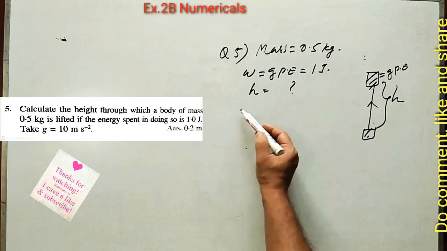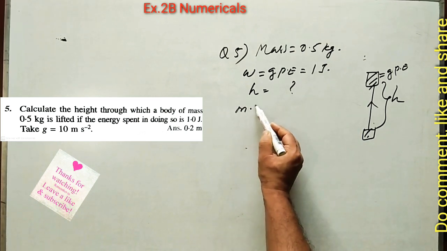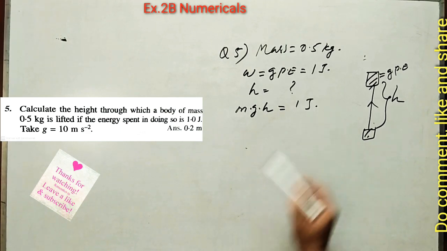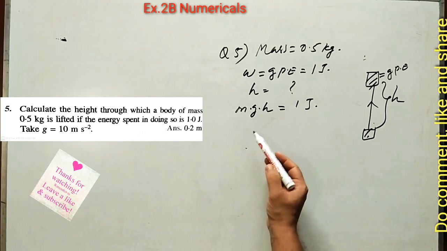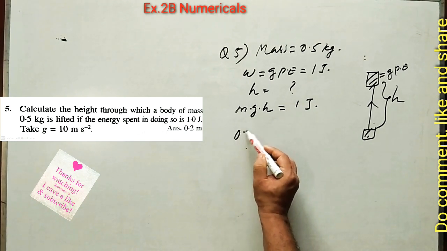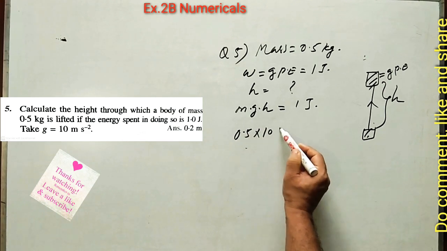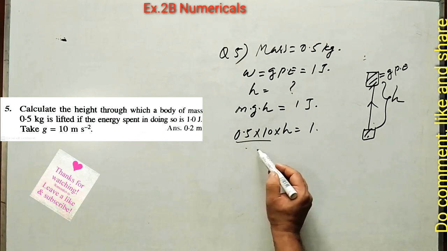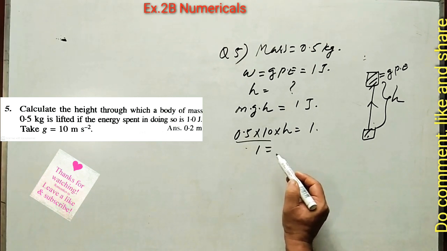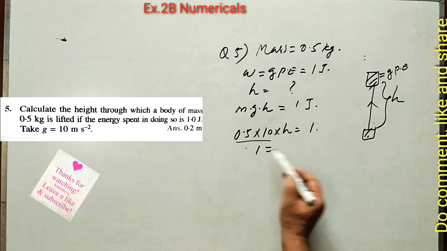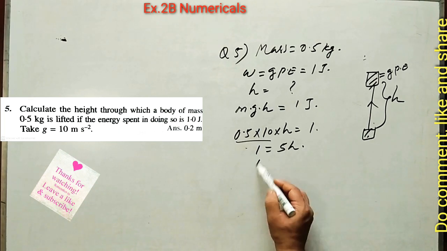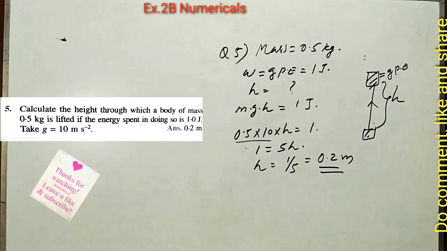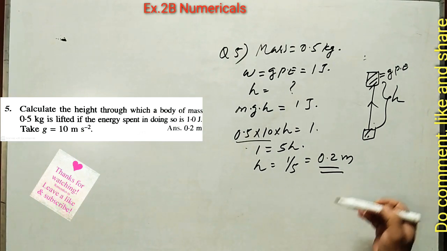Okay. So the gravitational potential energy is given by mgh. Clear? So mgh is equal to 1 joule. That is given. So put the value of mass here, 0.5, into the value of g, 10, into height h, is equal to 1. So I can write 1 is equal to 5h. Correct? So h is equal to 1 divided by 5, that's equal to 0.2 meter. So the height we got is 0.2 meter.